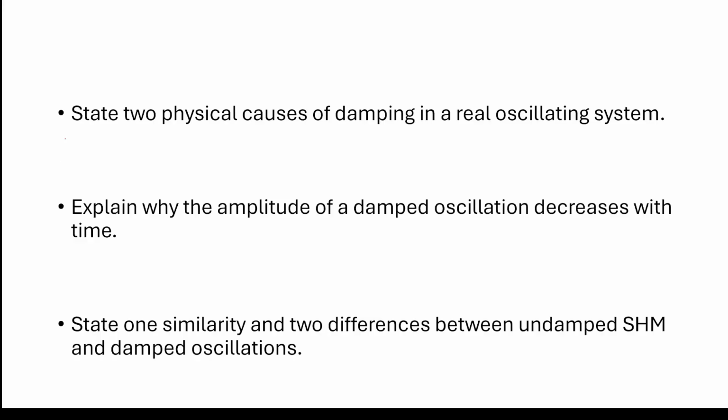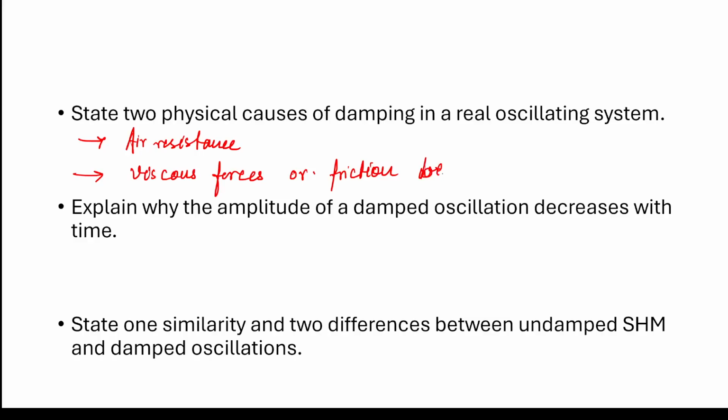Explain why. Okay, I'm just going to write it here. So one is air resistance. You can write viscous forces or friction between the bodies. So if a spring mass system is oscillating on a table, the friction between the mass and the table would cause this damping. Explain why the amplitude would decrease with time.